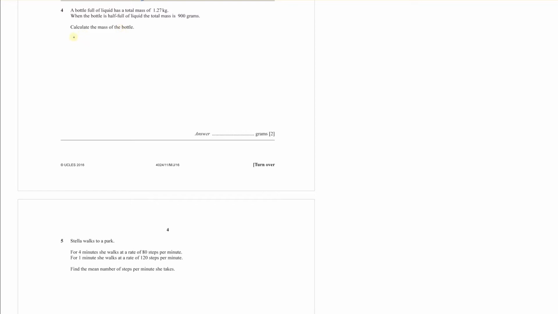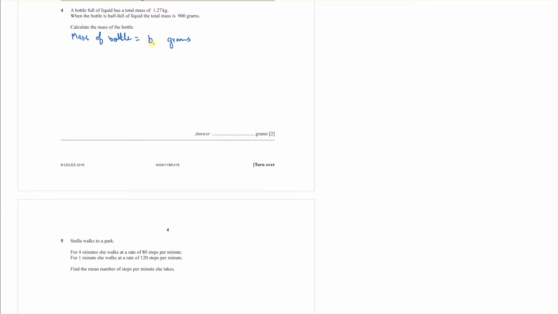So let's say the mass of the bottle is equal to B. And let's convert everything into grams because I don't want to deal with this decimal here. If I convert this into grams, I'll get a whole number, 1270. So the mass of the bottle is B grams. You're given the mass when the bottle is full, and you're also given the mass when it's half full. So you can create two equations and then solve them simultaneously to calculate the mass of the bottle.